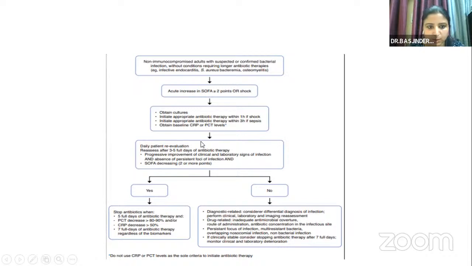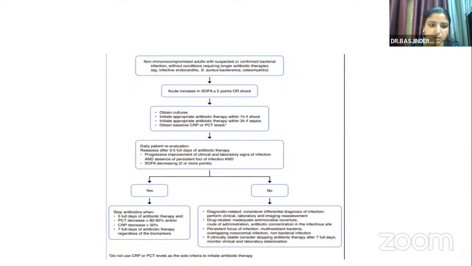Then you do daily patient reevaluation, and reassess after every 3 to 5 days of antibiotic therapy. Then you have to assess 2 points. Is the SOFA score decreasing, or is there any progressive improvement of clinical and lab signs of infection? If you are getting all these features, then the recommendation is you give 5 full days or 7 full days of antibiotic therapy regardless of the biomarkers. But if you're giving 5 days of antibiotics, then see if the PCT decreases more than 80 to 90% of the baseline and CRP decreases more than 50%, then you can stop the antibiotics at 5 days.